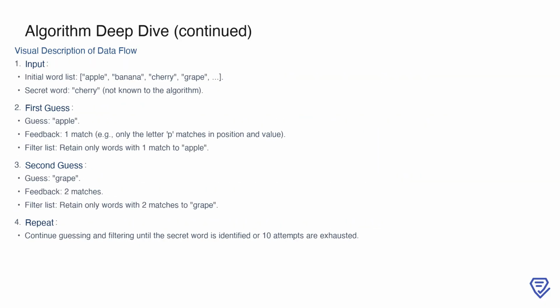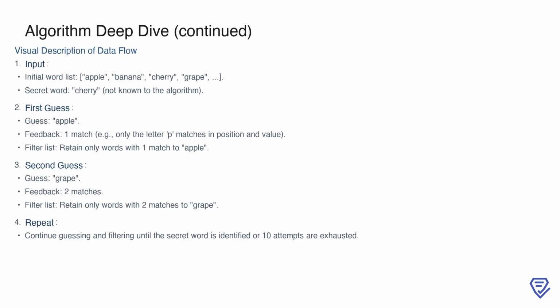To better understand the algorithm, let's visualize the flow of data. We start with an initial word list, such as apple, banana, cherry, grape, and a secret word, like cherry, though the algorithm does not know this upfront. For the first guess, let's say we choose apple. The master API returns feedback indicating one match, meaning one character in apple matches the secret word in position and value. Based on this, we filter the list to retain only words that also have exactly one match with apple.